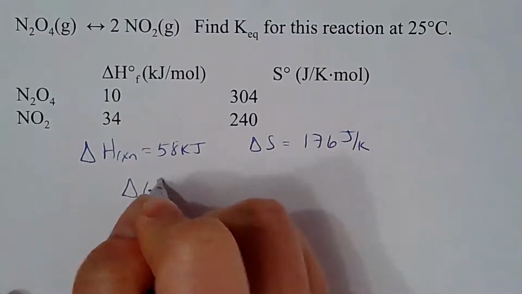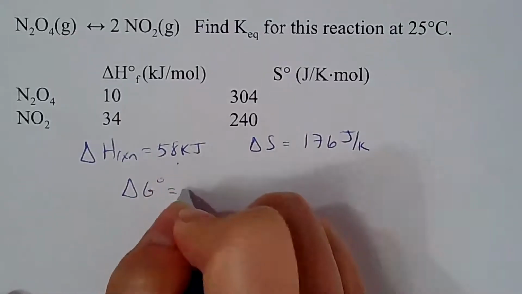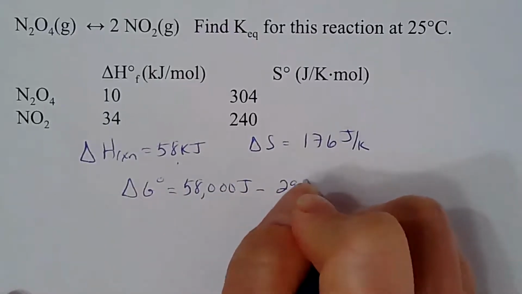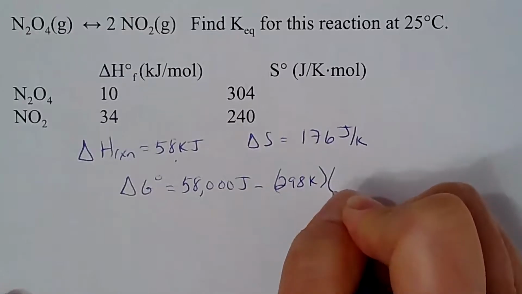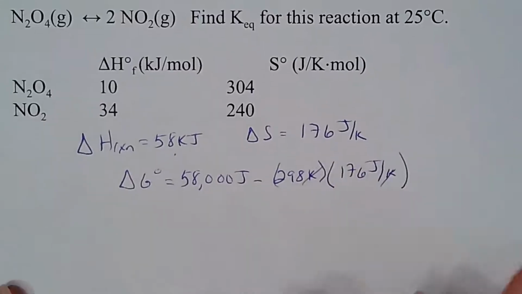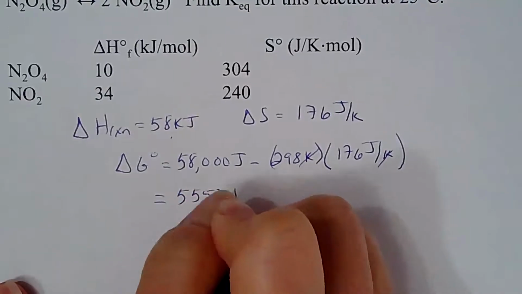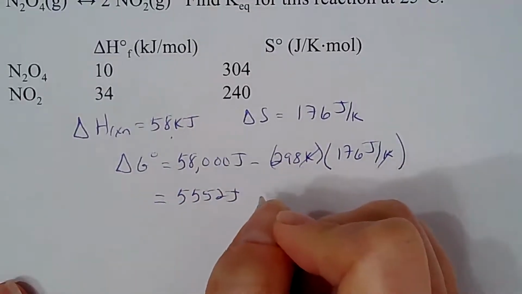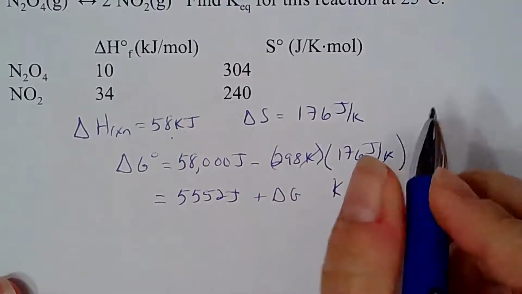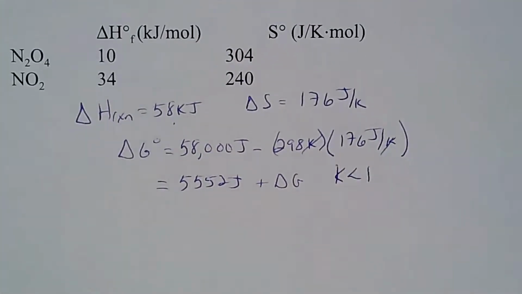So my delta G with a degree sign is equal to, I'm going to convert this to joules, by the way. So 58,000 joules minus my 298 Kelvin times my 176 joules per Kelvin. So Kelvins cancel, and I'm all in joules. So it comes out to be 5,552 joules, which is a positive delta G. Okay, that makes sense. So my K I know is going to be less than 1.